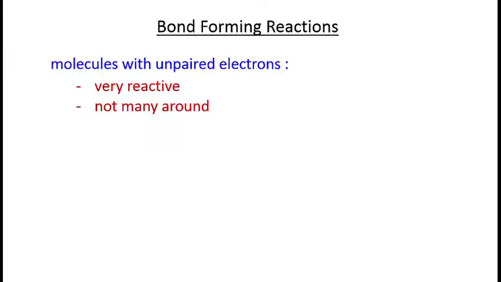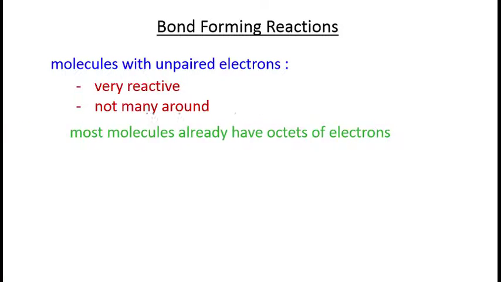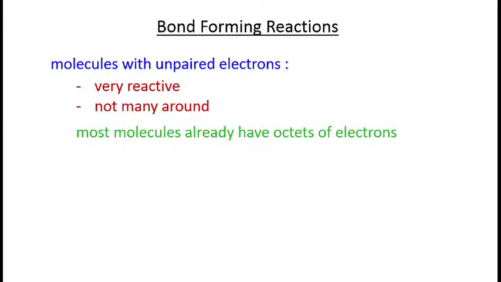If two atoms were to each put in one electron, that assumes that atoms have unpaired electrons that they are willing to share. When molecules are involved, this is not usually the case. Molecules with unpaired electrons are actually very reactive. In fact, they are often called radicals. Since they're so reactive, they've already reacted, so there are not many around. Most molecules already have an octet of electrons.